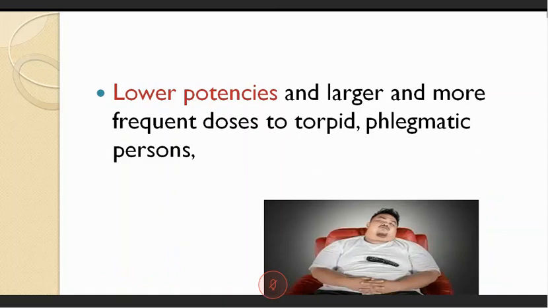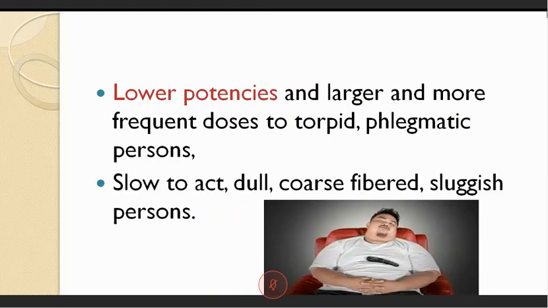Lower potencies and larger and more frequent doses are for torpid, phlegmatic persons, where the person is very sluggish, very lazy and very coarse fibered. We can think of lower potencies. When you sit in a clinic and a patient comes who is very sluggish, very coarse fibered, you should think of lower potencies.